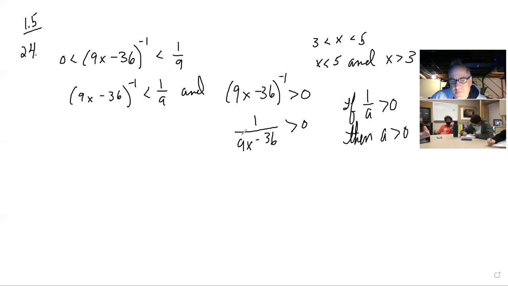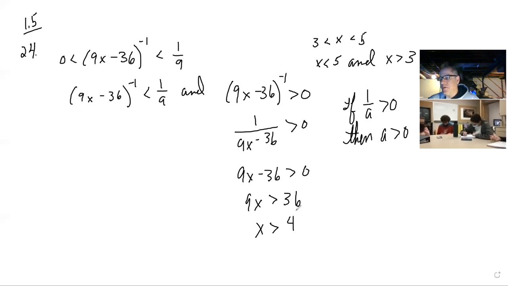So applying that rule, that simply means 9x minus 36 is greater than 0. And that's certainly a linear inequality, one variable. Take 36 over, divide both sides by 9, and x is greater than 4. So we're good there so far.